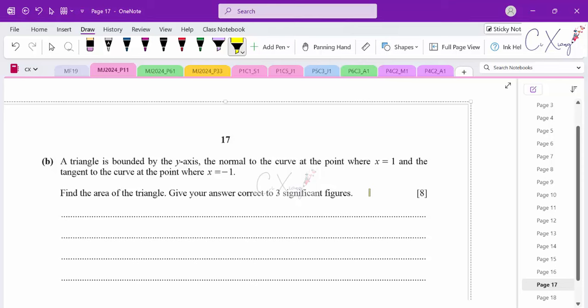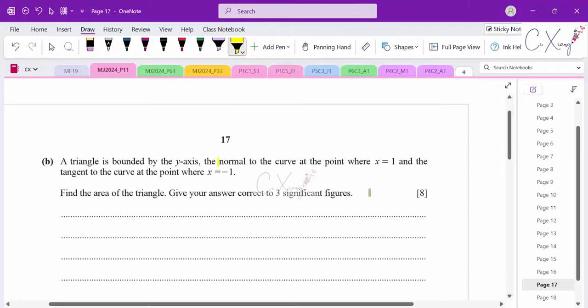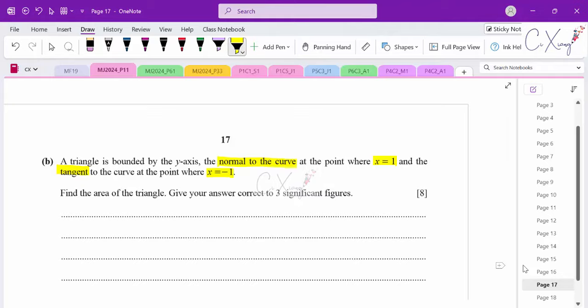For this question, basically I need to find the normal to the curve at x equals 1, and also the tangent to the curve at x equals -1 first. After that, I might want to find the intercepts for these lines and also the y-axis, and see how they form a triangle. Only then do we continue to find the area.